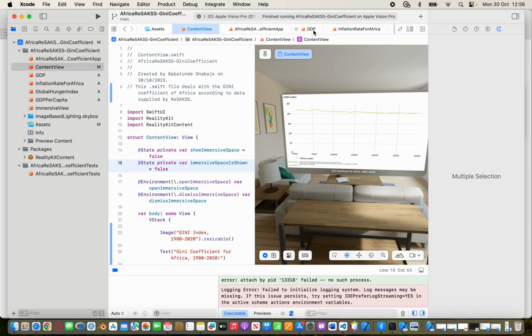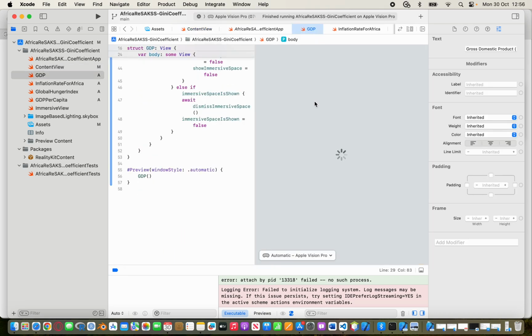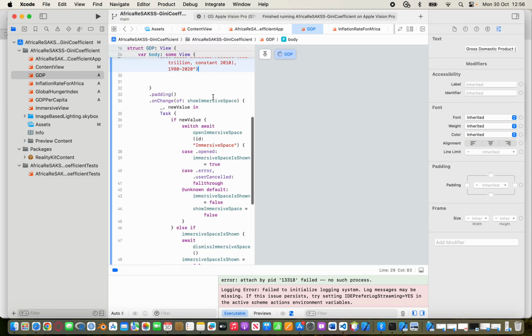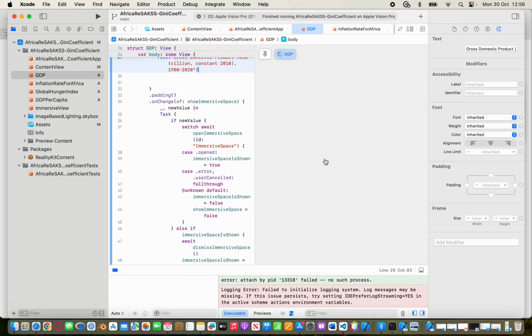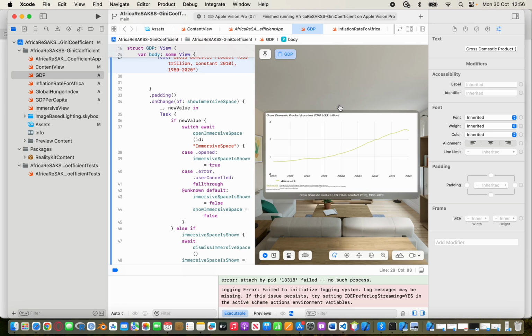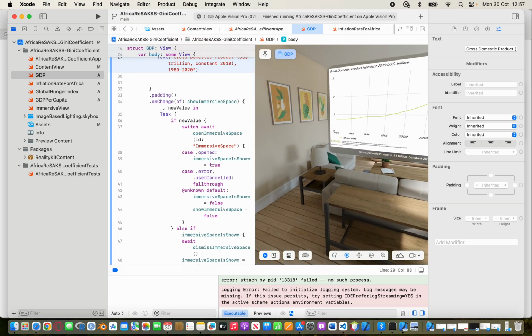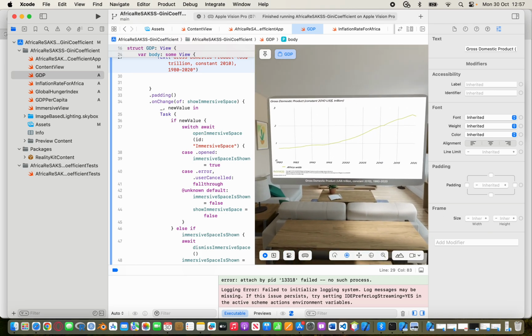So let's turn to gross domestic product. It's just loading a bit. So yes, with gross domestic product, you can see here that it's almost consistently rising between the periods 1980 to 2020. It's in US trillion dollars as well. So yes, you can see the attractive surroundings as well. If you're wearing the headset, you'll be able to see this in virtual reality and you can have some sort of interaction with it.